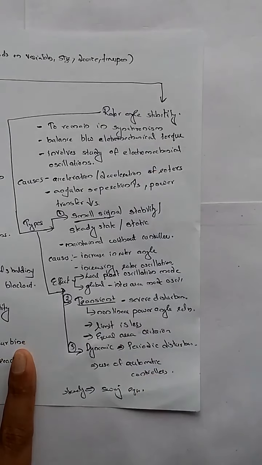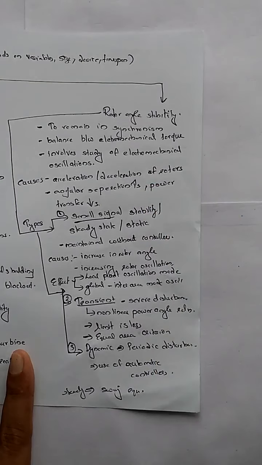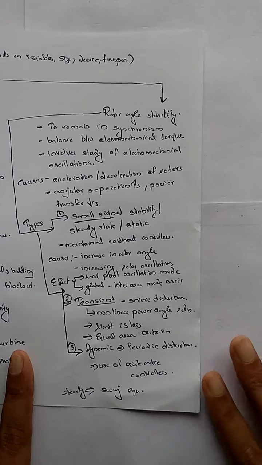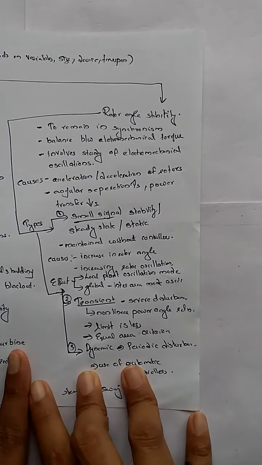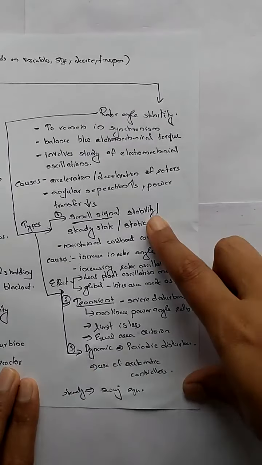Usually we will tell it as small signal stability and transient stability. Small signal stability, or steady state stability, or static stability, all these deal with small disturbances, that is, a small change in rotor angle or some oscillations. Okay, so what will happen? There will be a local effect and a global effect. In the local effect, some plants will be in an oscillatory mode, and globally inter-area mode oscillations will happen. That is the effect of small signal stability.